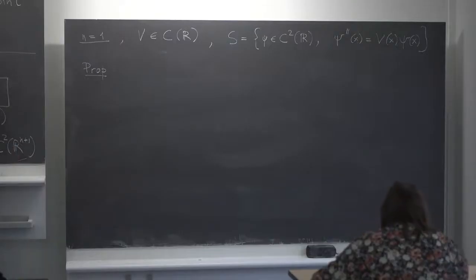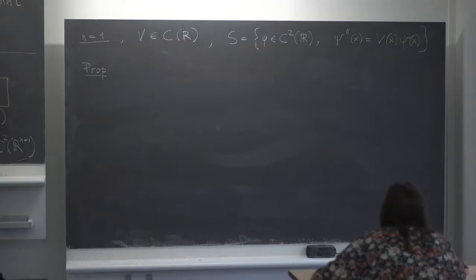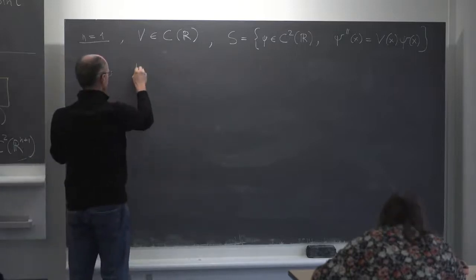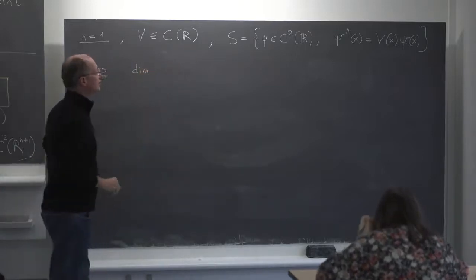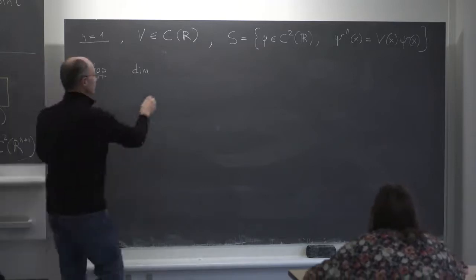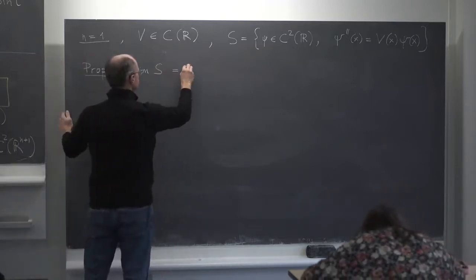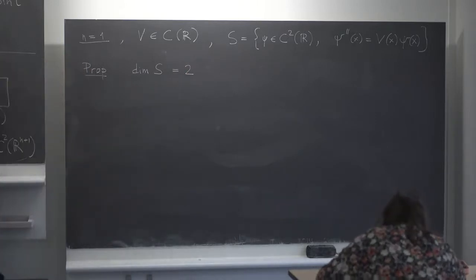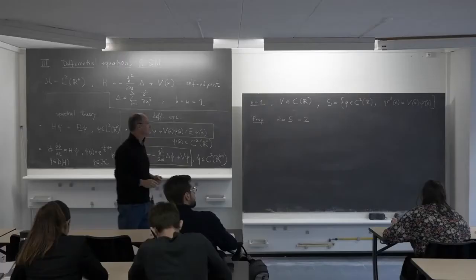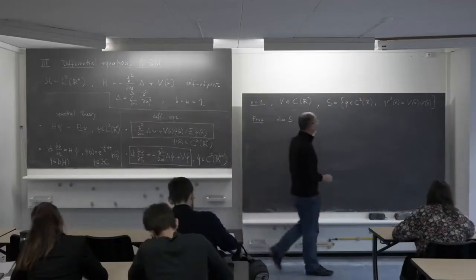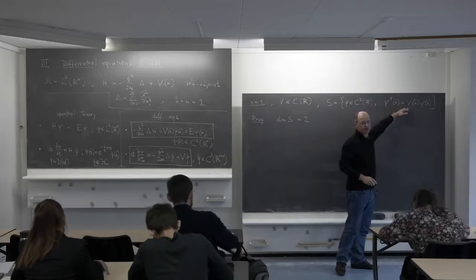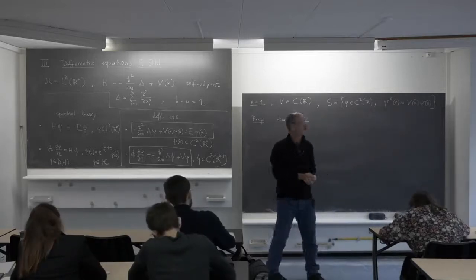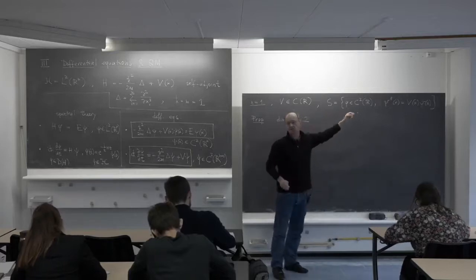I would like to recall, or maybe tell you, the following simple fact. So S is obviously a vector space, since our equation is a linear equation. And the proposition says that the dimension of S is equal to 2. So whatever continuous function you take, you will always have two linearly independent solutions, or a two-dimensional vector space of solutions to this differential equation.